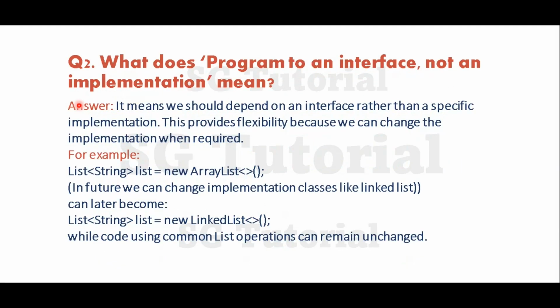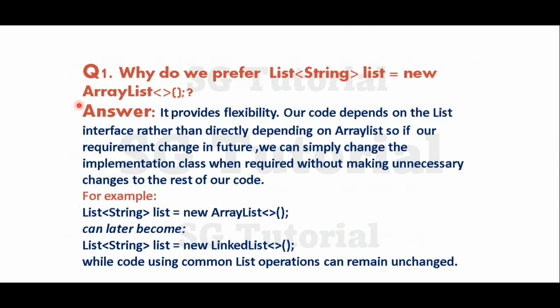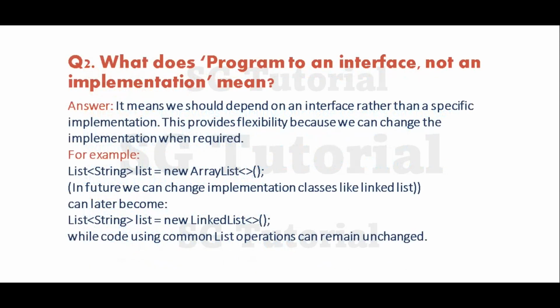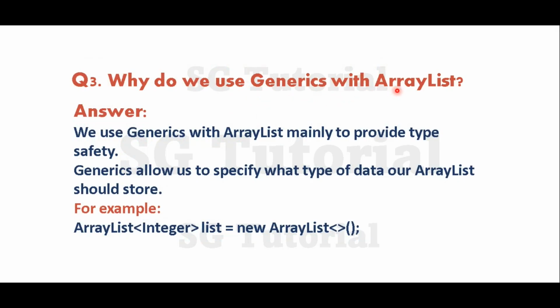Question number 2 and question number 1 are essentially asking about the same concept, just in a different way. Therefore, we can give the same explanation that we discussed for the previous question. We can say, it means we should depend on an interface rather than a specific implementation. This provides flexibility because we can change the implementation when required, and provide the same example that we discussed for the previous question.